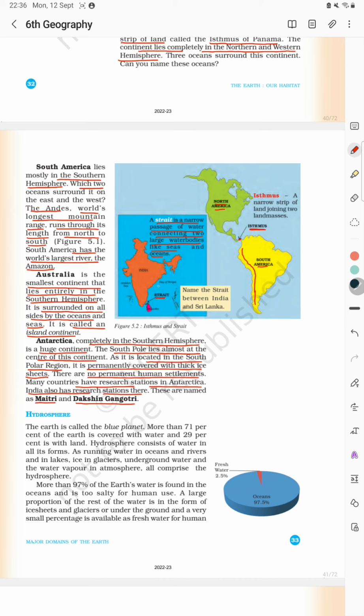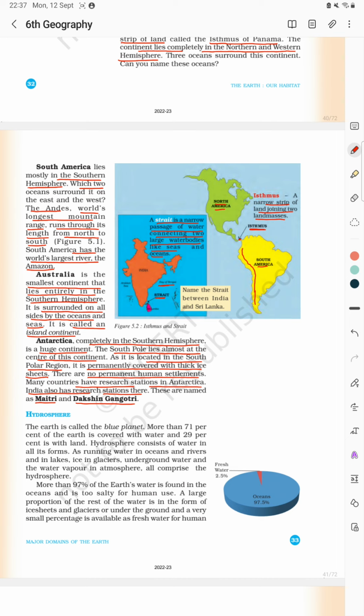Okay, that connects the Bay of Bengal on the east side and the Indian Ocean on the other side. So the narrow body of water which connects two major water bodies is a strait, and an isthmus is a narrow strip of land joining two land masses. Both are narrow strips. An isthmus joins two land masses, whereas a strait joins two large water bodies.